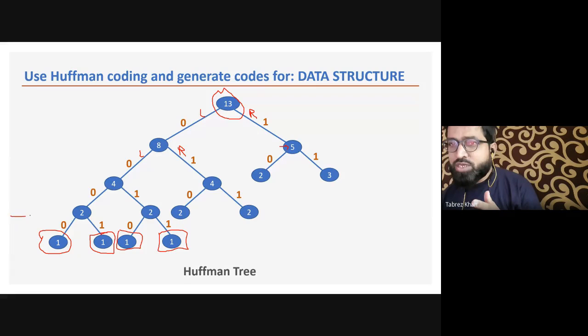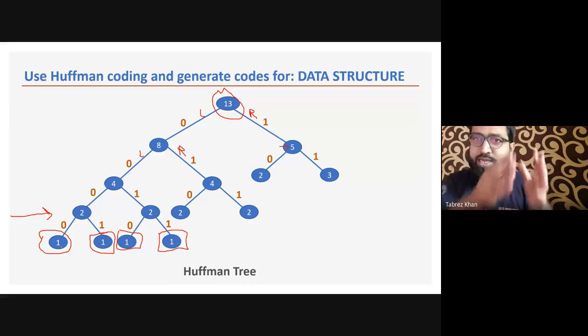So I start from this side, and I just see, okay, what is the frequency of the leaf node. Then I go to my characters list. I see which is the first character having that frequency, and I label this leaf node with that character value, D.